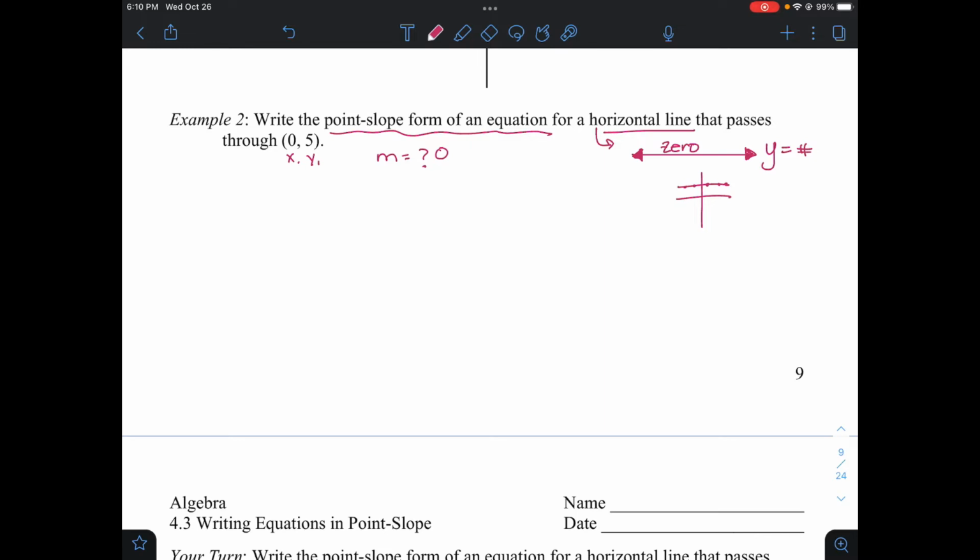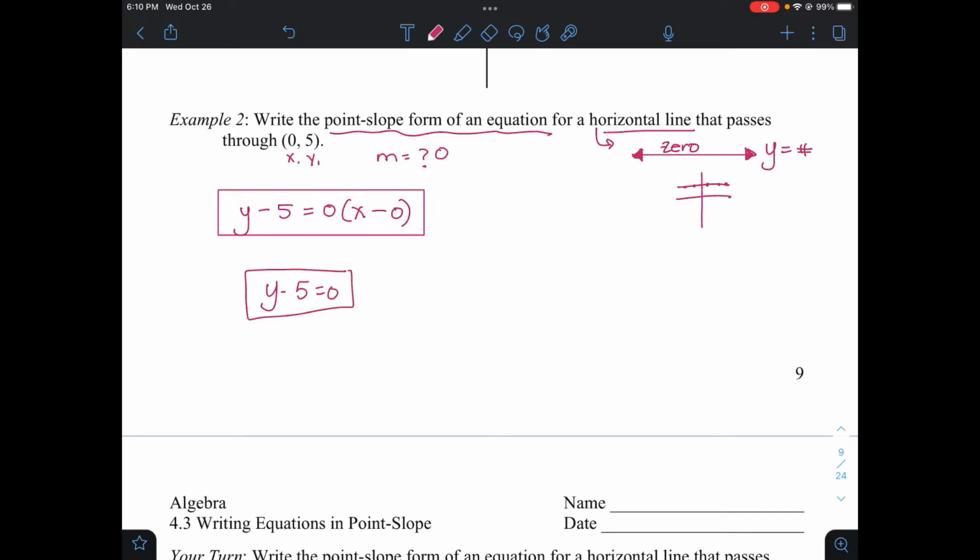All right. So writing this equation, we're going to have y minus 5 equals 0 times x minus 0. We have a whole lot of zeros there, and we're not going to need to write everything. So if you wanted to keep it in this form, you could leave it like this, okay? Not necessary, but still, it's an okay answer. But what we could do is just write y minus 5 equals 0. Okay, that's also an acceptable answer.